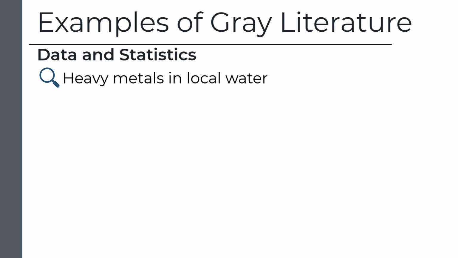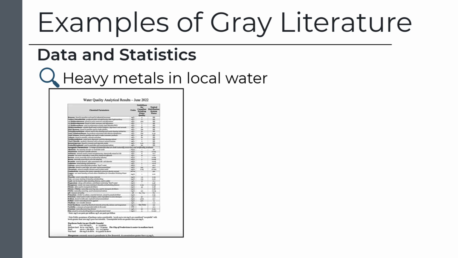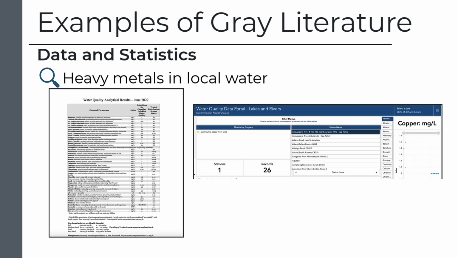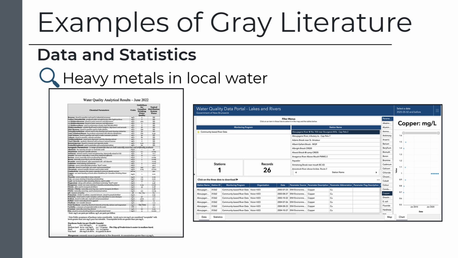In this case, you can explore the City of Fredericton's website, where you can find their annual Water Quality Analytical Results Report. You can also explore New Brunswick's Department of Environment and Local Government water quality data sets. These resources will offer you specific data and figures that will assist you in your research into the concentrations of various heavy metals present in local water sources.